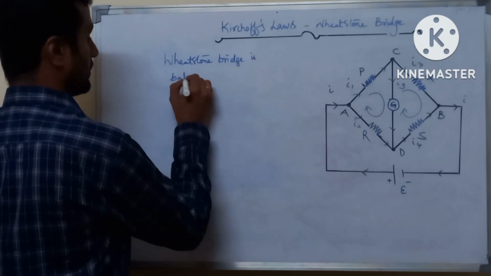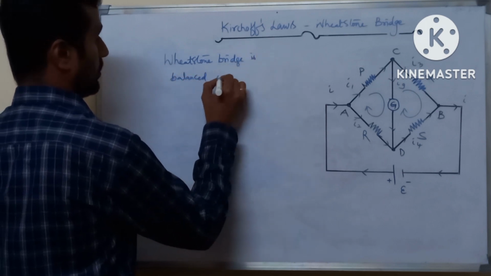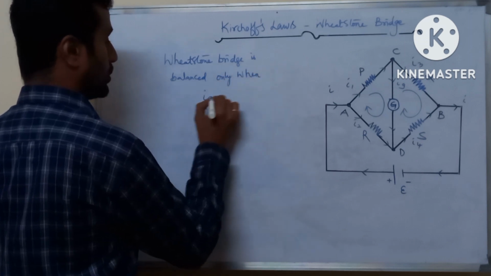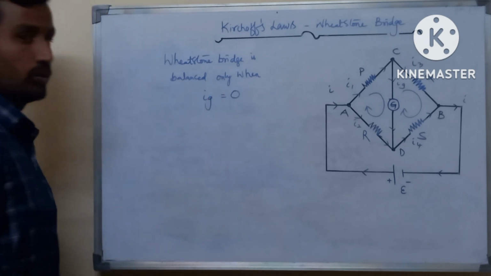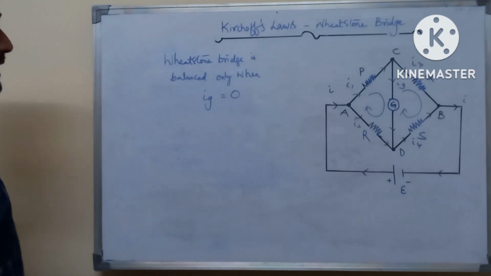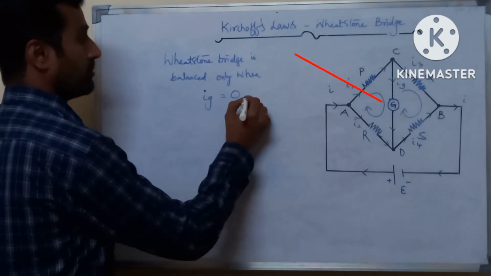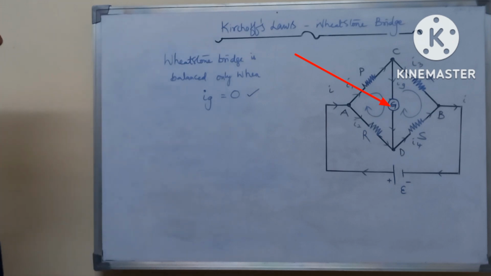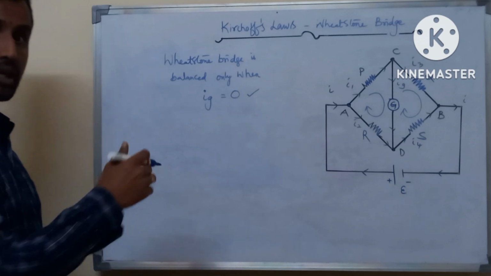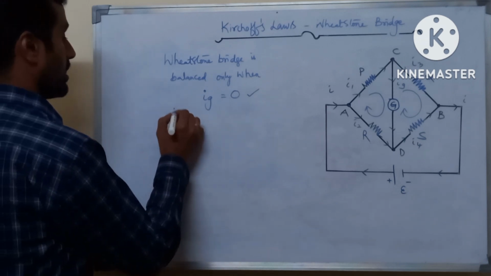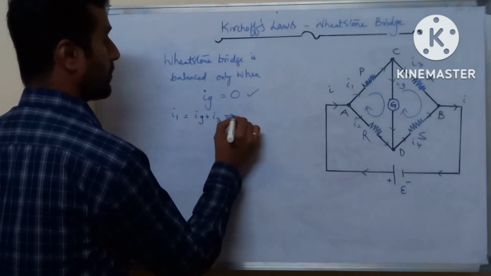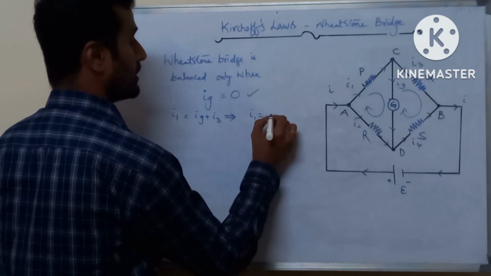The Wheatstone bridge is balanced only when the current through the galvanometer is 0. That is, there is no deflection in the galvanometer, then the current in the galvanometer becomes 0. Then only the Wheatstone bridge is balanced. By substituting Ig equal to 0 in the above equations, I1 is equal to Ig plus I3 implies I1 is equal to I3.